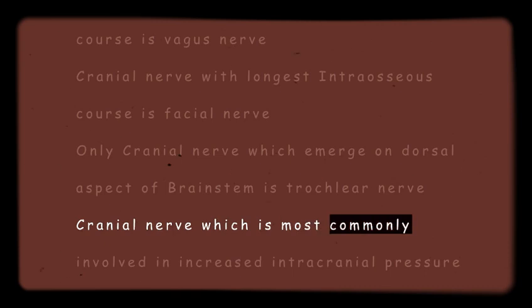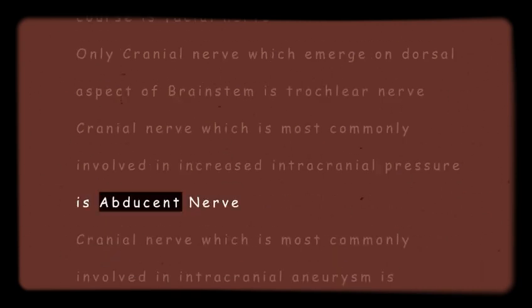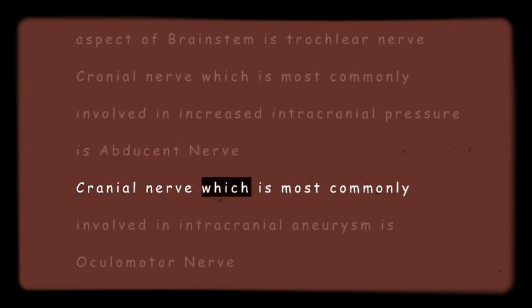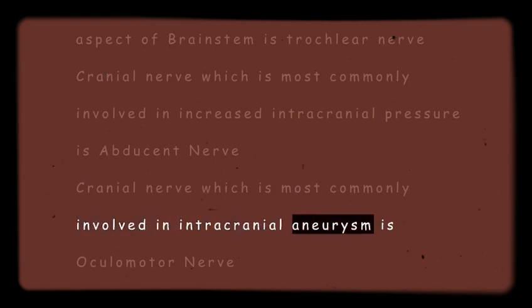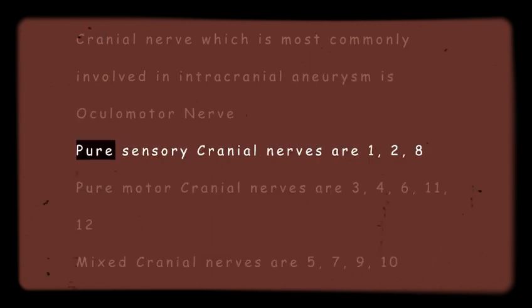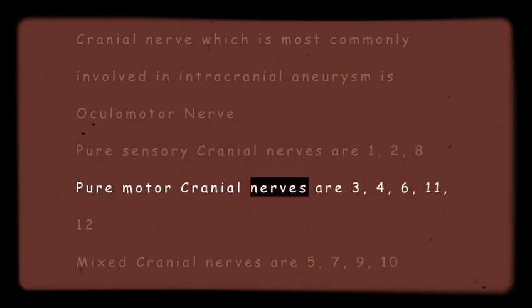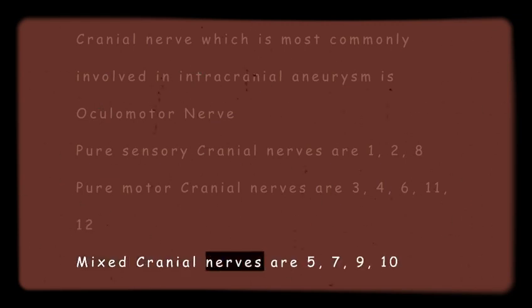Cranial nerve which is most commonly involved in increased intracranial pressure is abducent nerve. Cranial nerve which is most commonly involved in intracranial aneurysm is oculomotor nerve. Pure sensory cranial nerves are 1, 2, 8. Pure motor cranial nerves are 3, 4, 6, 11, 12. Mixed cranial nerves are 5, 7, 9, 10.